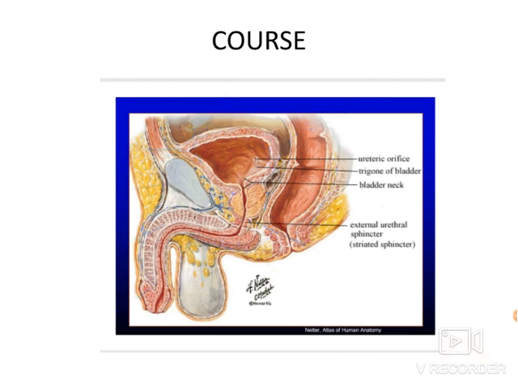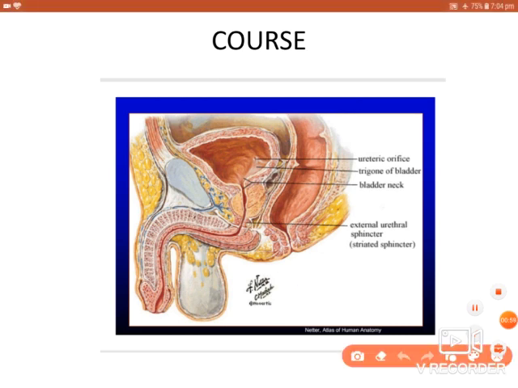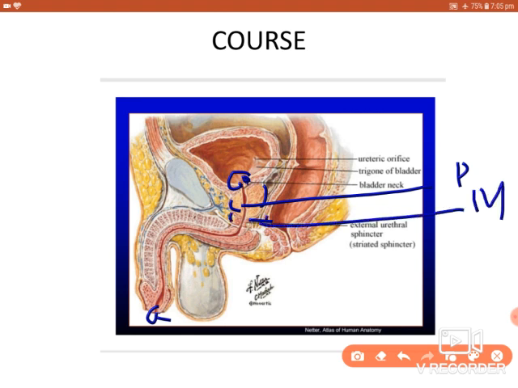Then here we can see the neck of the bladder. Here, this is the internal urethral orifice. So the urethra is a muscular tube that extends from this internal urethral orifice to the external urethral orifice here for the exit of urine. It travels through the prostate, and that part of the urethra is called the prostatic part of urethra. Then through this urogenital diaphragm, that part is the membranous part of urethra. Then through this penis, that is the spongy part or the penile part of urethra.